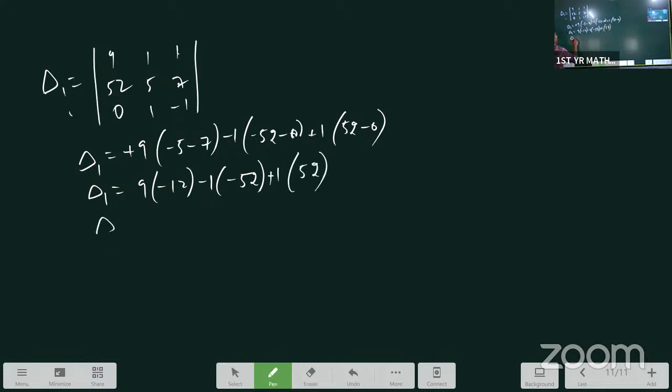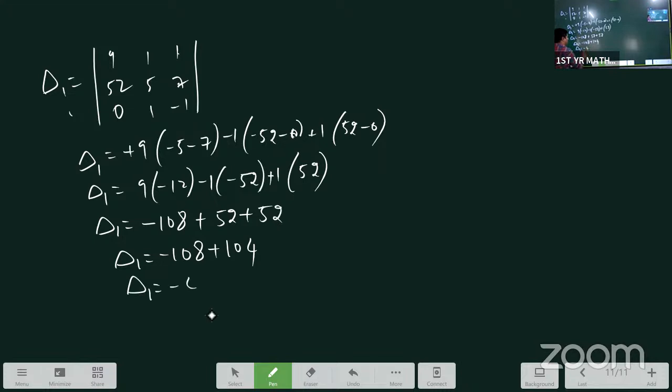So delta 1 is equal to 9 into minus 12, which is minus 108. Here minus into minus is plus 52, plus 52. That is delta 1 equal to minus 108 plus 52 plus 52, which is 104. Is it clear? So delta 1 ultimately, what I got is minus 4. So this is your delta 1.